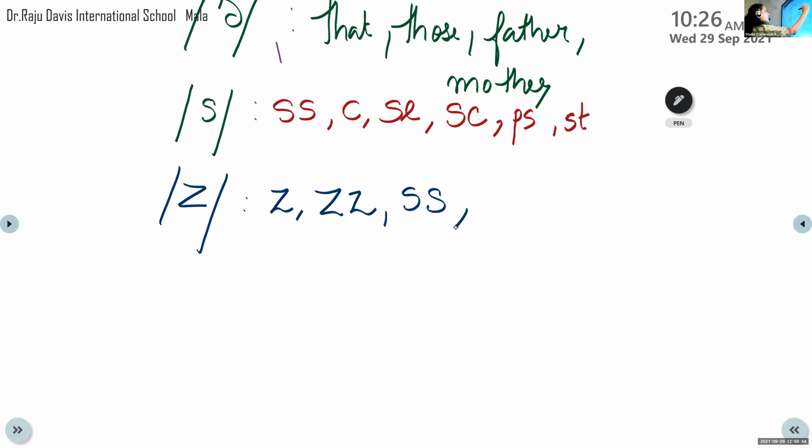X, xylophone. Zip is Z. Then you have Z-E, like in maze. Pleasure. X, xylophone. XY.